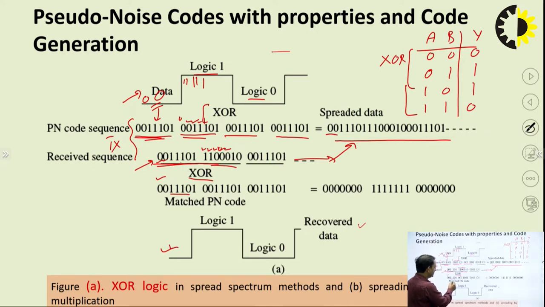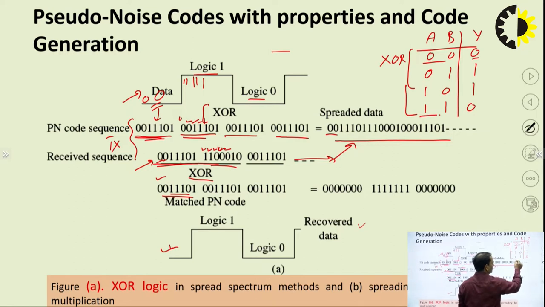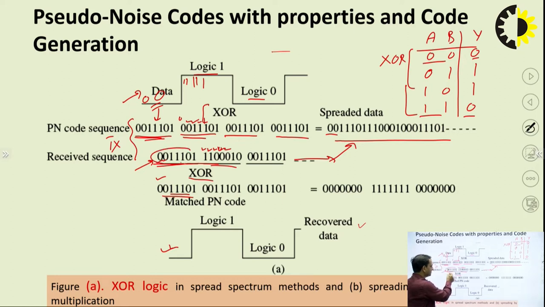When we perform this, we can see that all the bits are the same, right? So, 0 and 0 gives output 0, 1 and 1 gives 0. Because, as I said, the spreaded data for this bit is the same PN sequence, and we are performing the XOR operation with the same PN sequence, so what will we get? We will get the logic 0.